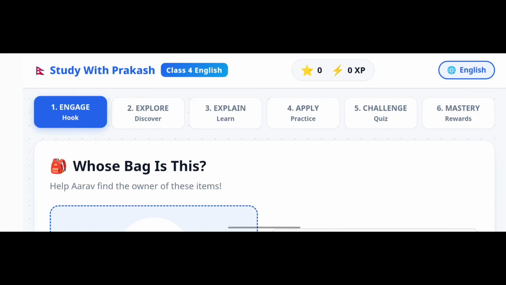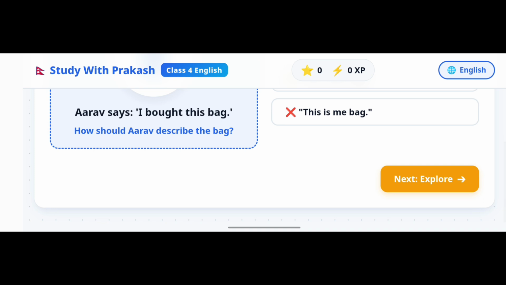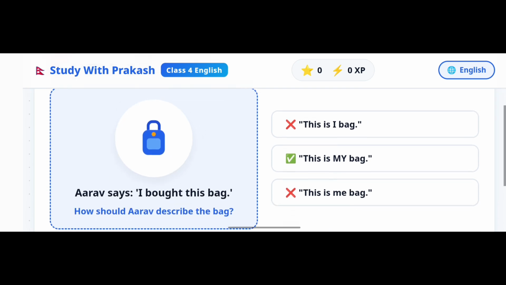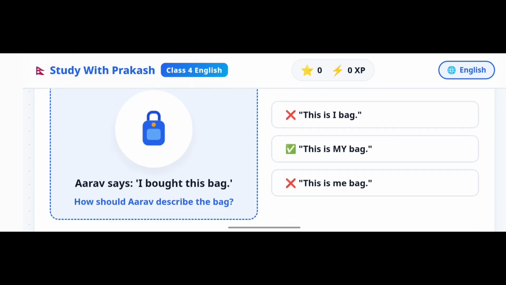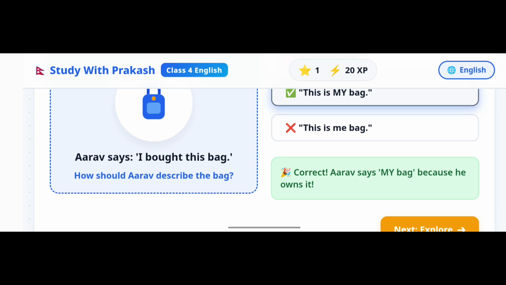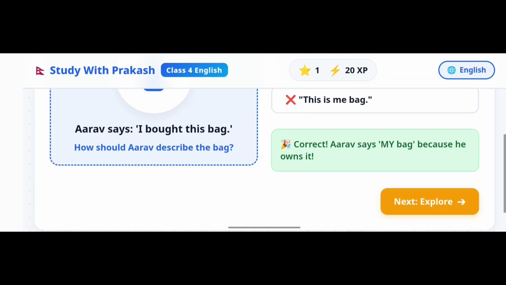Whose bag is this? Help Arab find the owner of these items. Arab says, I bought this bag. How should Arab describe the bag? This is I bag, or this is my bag, or this is me bag. Pause the video and guess. Very good. This is my bag. Correct, because he owns it.